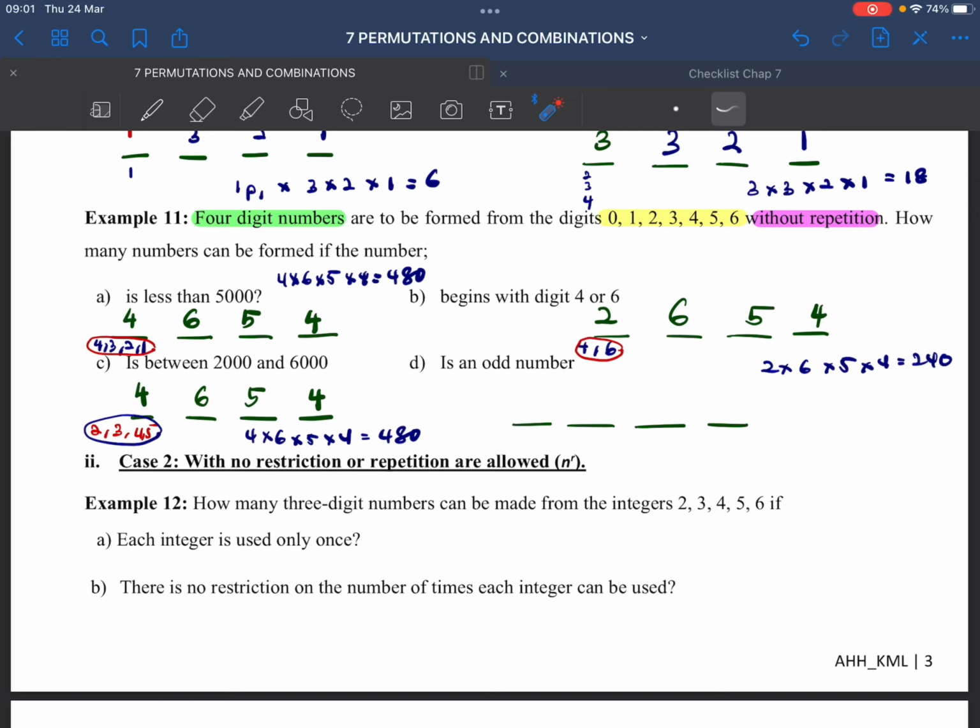So you are going to focus on the last part here. Okay, the last place dekat sini. So apa yang odd dekat sini? Kita ada 1, 3, 5. Okay, so you can only put 1, 3, 5 here, which is ada 3 numbers. Okay, so that's gonna be 3 in front. 3 at the back.